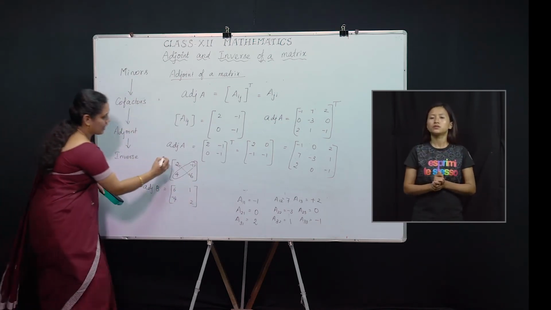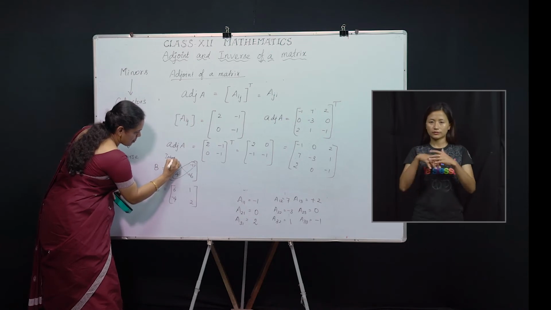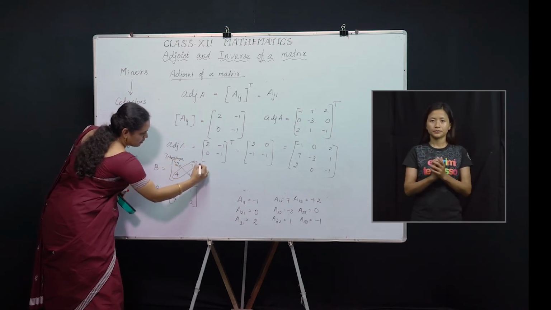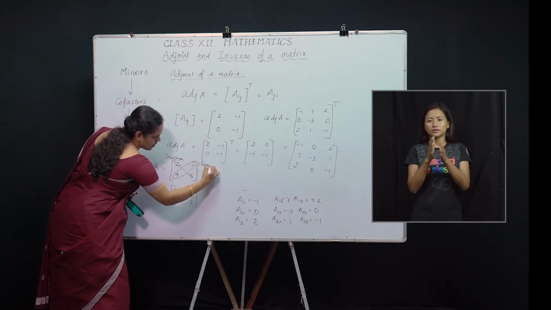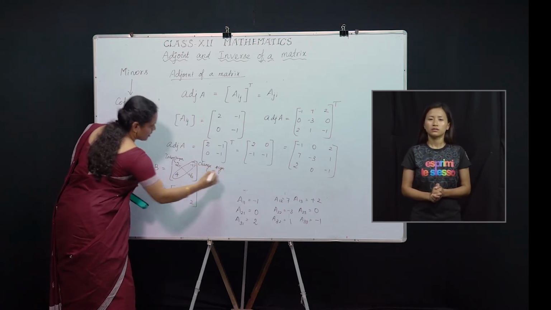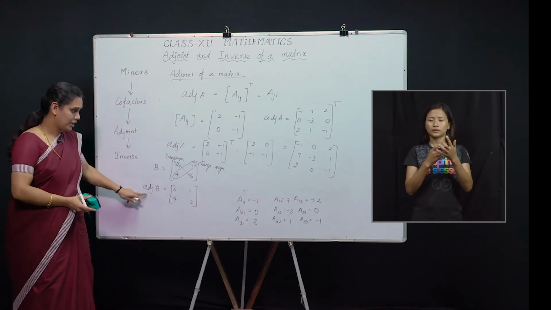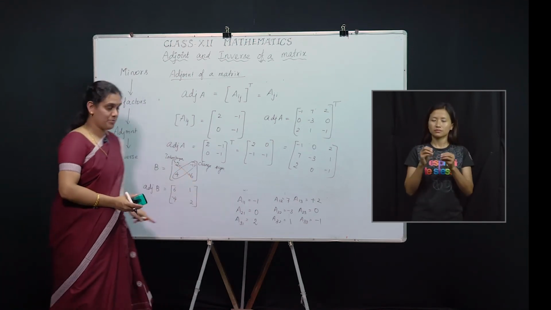Here we have to interchange these two, and here we have to change the sign. This is for only a 2 by 2 matrix to find the adjoint matrix. It is not applicable for the 3 by 3 matrix.